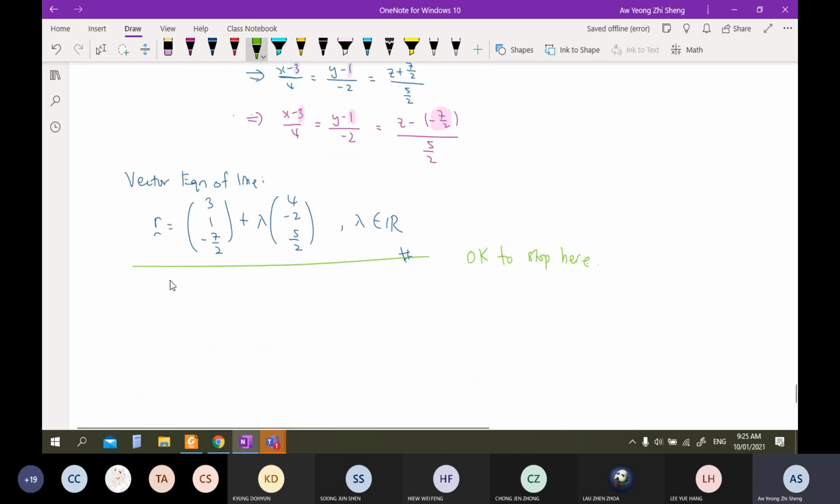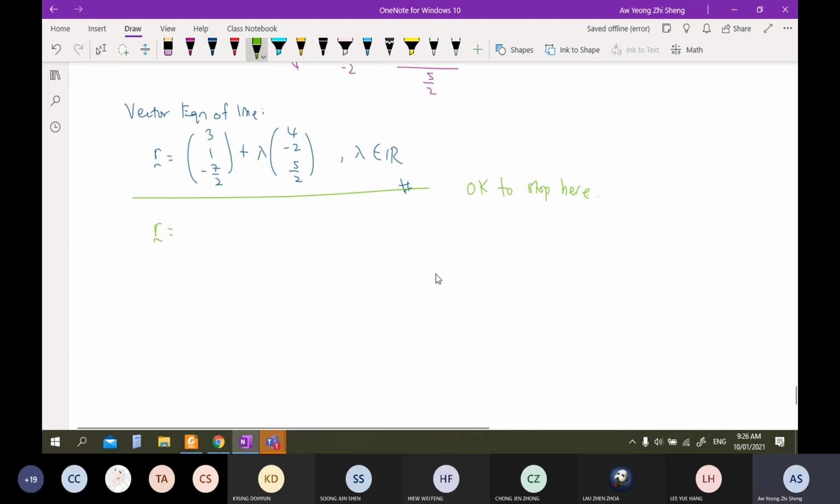But bear in mind that whatever I write after this in green color is purely optional. It's purely optional, and in the exam, we won't do all these optional things. I'm just showing you how this can be done.